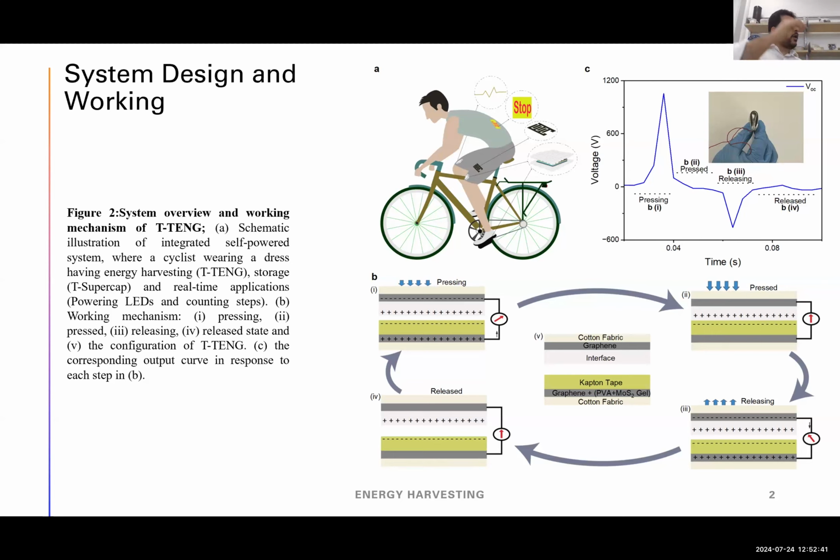So what happens when you press the nanogenerator initially? It is a triboelectric effect where you get a peak. You can see in figure C, you get a high peak in voltage, and then while it is releasing, due to the electric field, because of the electrostatic induction, a negative peak also occurs. So this is a cyclic positive and negative peak with pressing and releasing, and energy is harvested in this way in a triboelectric nanogenerator.